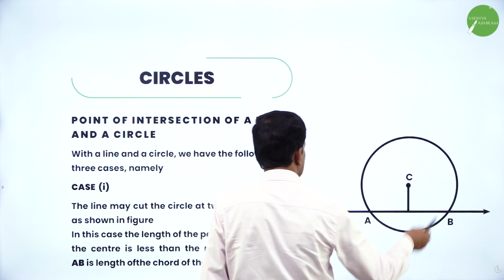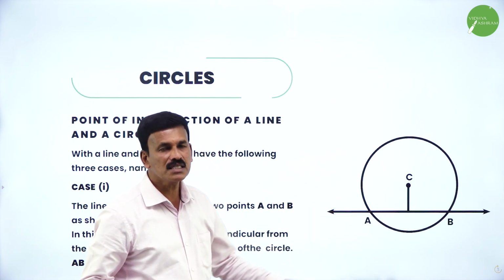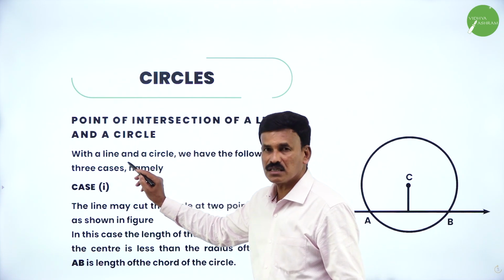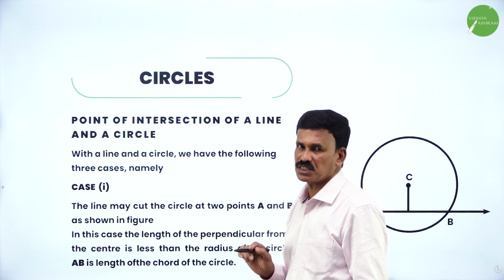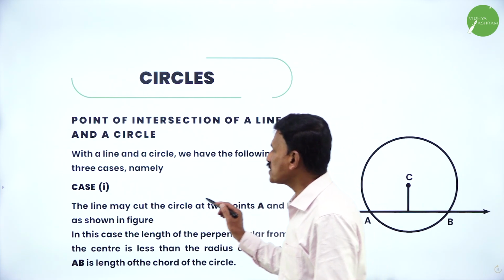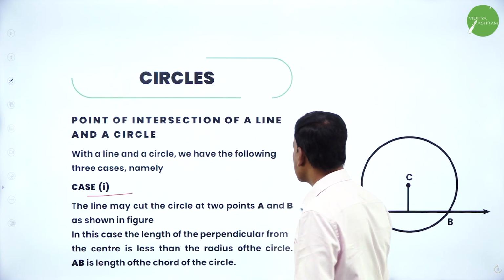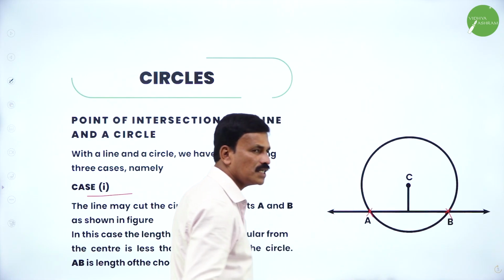So, let us consider a circle, to find the point of intersection for any line and the circle. Now, with a line and a circle, we have the following three conditions. What are the three conditions? First one, the first case is the line may cut the circle at any 2 points. So, the line will cut the circle at the points A and B.